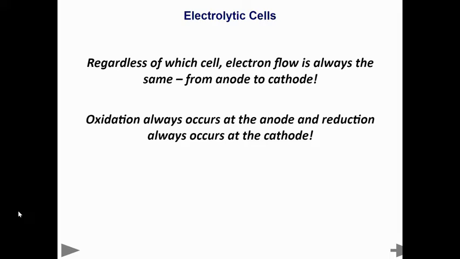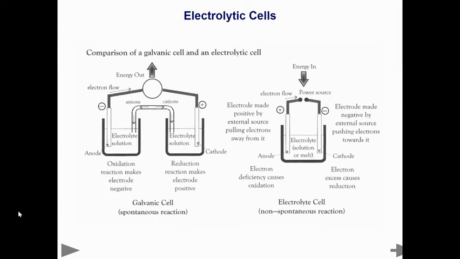Regardless of which cell you're talking about, electrons always flow from the anode to the cathode. Oxidation always occurs at the anode and reduction always occurs at the cathode. Remember our red cat and our ox, they are the same here also. So here's the difference. Remember, we did the galvanic cells, those spontaneous reactions where you have two cells separated and you gather the electricity that is produced from the chemical reaction. In an electrolytic cell, you're going to plug it in or provide some sort of power source in order to add electrons to the chemical reaction.